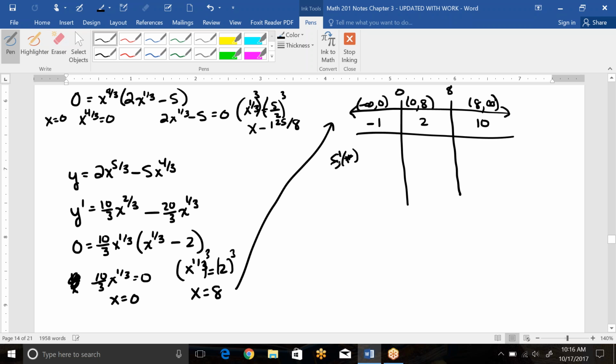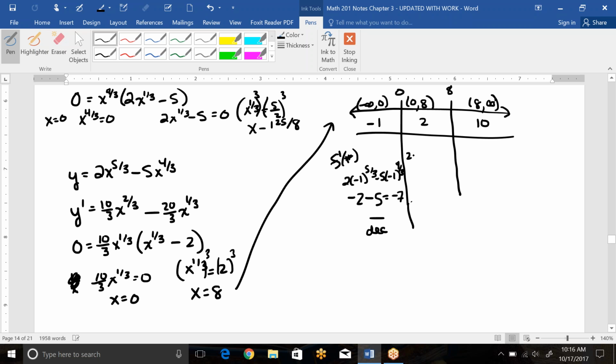So this would be 2 times negative 1 to the 5/3 minus 5 times negative 1 to the 4/3. You'll probably want to use your calculator, but cubed root of negative 1 is negative 1. Raise it to the 5th power, it's still going to be negative 1. So this ends up being negative 2. Cubed root of negative 1 is negative 1, but you raise it to the 4th power, it'll become positive, but then you multiply it by the negative 5. So it's going to end up being negative 7. So this region is decreasing.